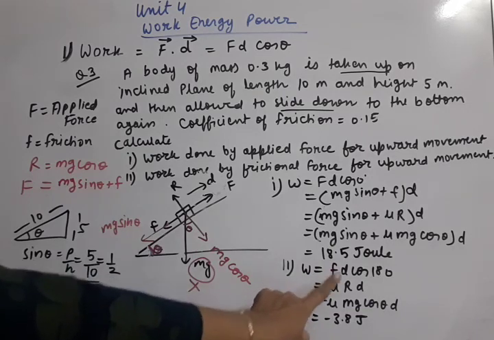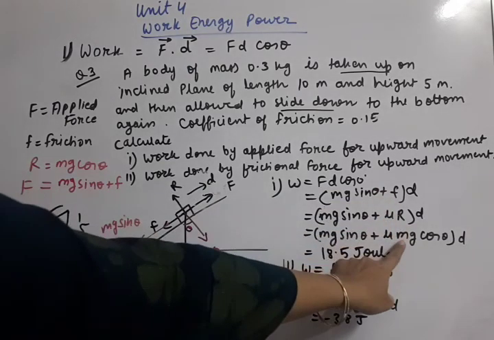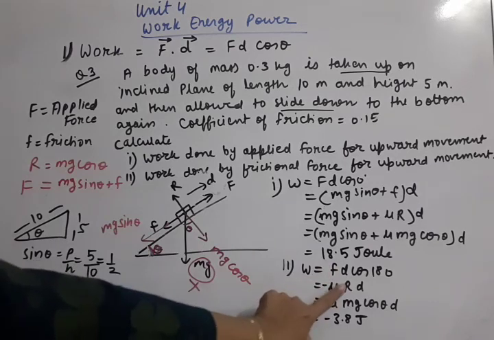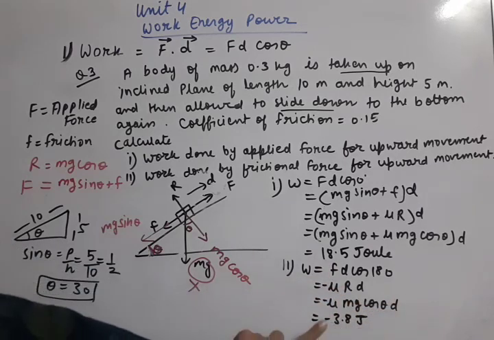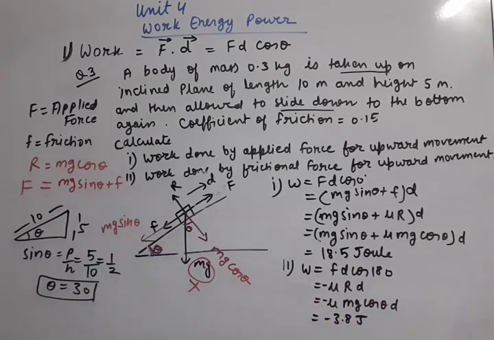How to get the friction force F? Like we have got here, F equal to mu R equal to mu mg cos theta. So here also same. And this way, if we substitute all these values, we will get the answer minus 3.8 joule. Okay.